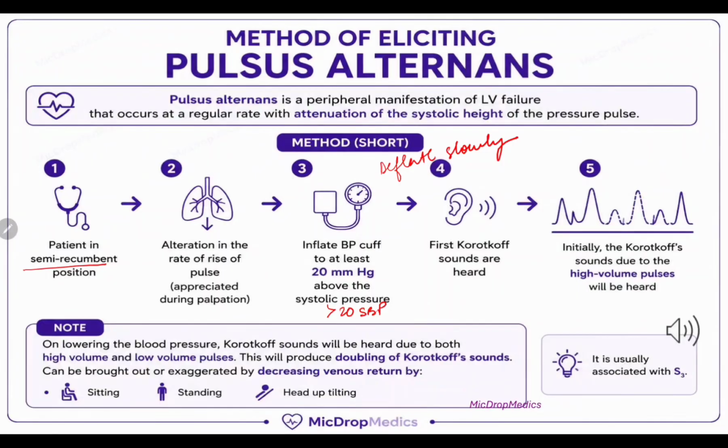Initially, you will hear only the Korotkoff sounds of the stronger high-volume pulses. As you drop the pressure further, the rate of the sounds will suddenly double because the weaker low-volume pulses finally break through. This doubling of Korotkoff sounds confirms left ventricular distress.